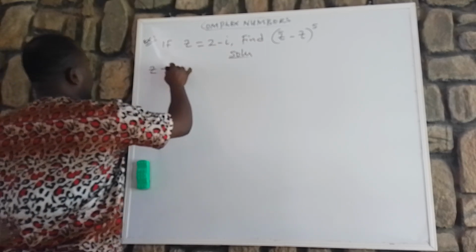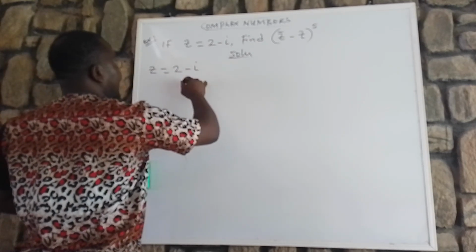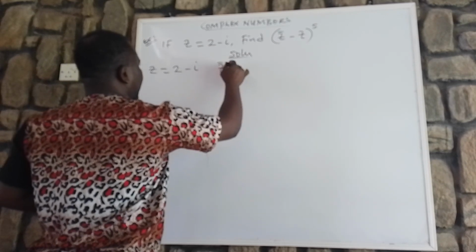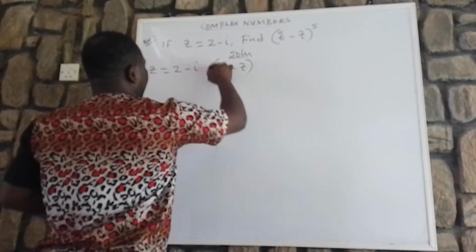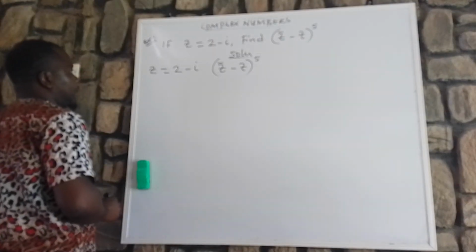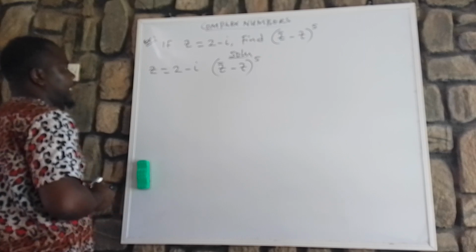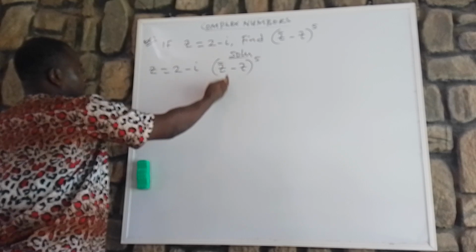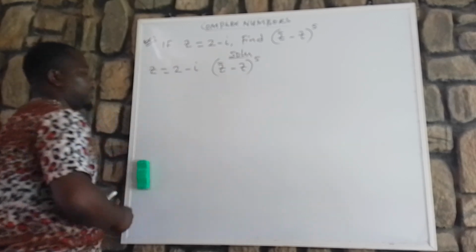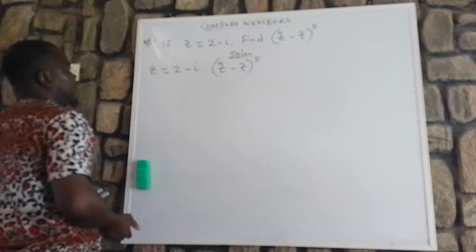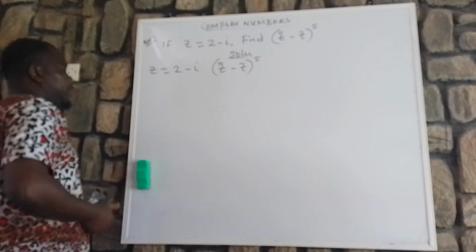Okay, let's write the solution. z is equals to 2 minus i. And they said we should find (z conjugate minus z) all in bracket raised to the power of 5. What we need to consider inside this bracket is we have z conjugate and we have z. So what do you mean by z conjugate? That's the most important thing.